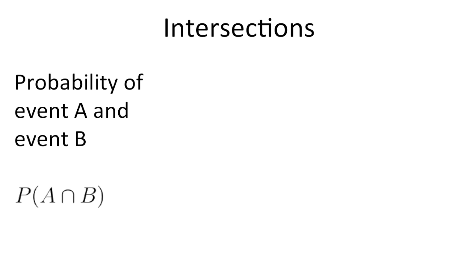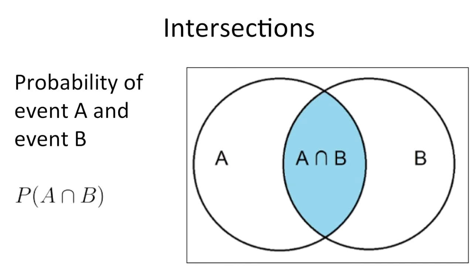Let's look at a Venn diagram. The circle on the left represents event A occurring. The circle on the right represents event B occurring. The overlap of those two events is shaded in blue. This is the probability of A and B both occurring. This is the intersection of A and B.